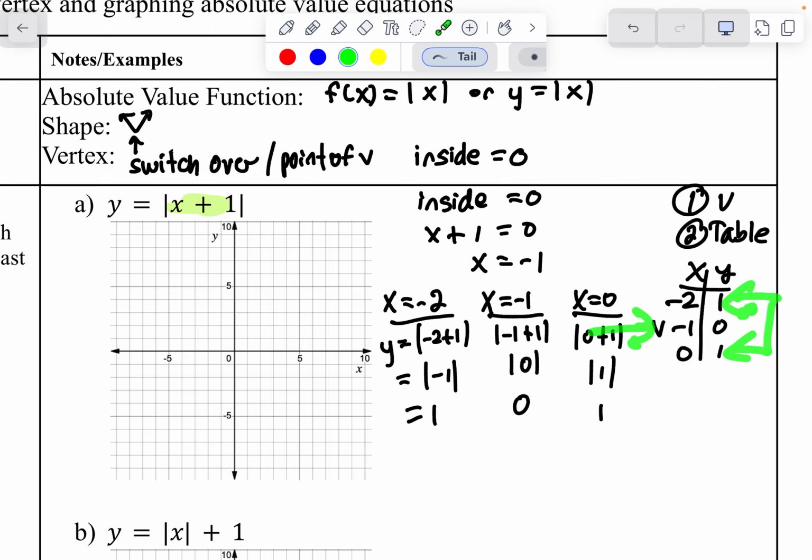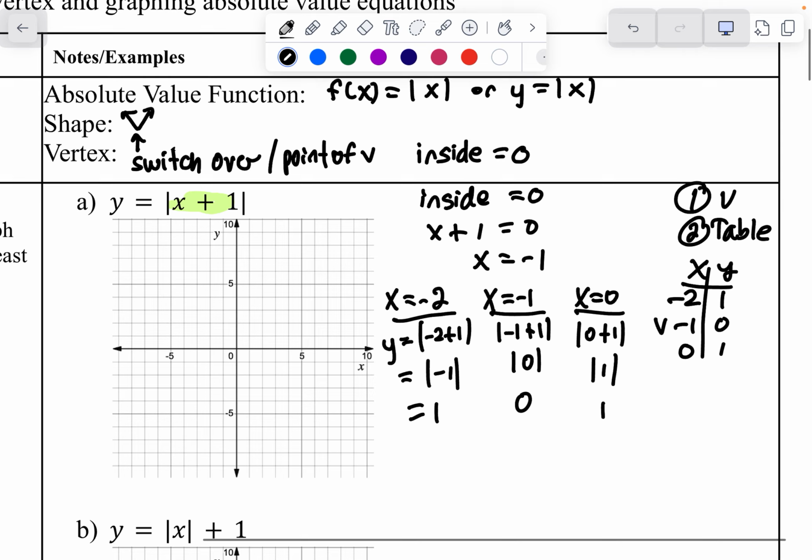If they don't, you did it wrong. So go back and check your work. Maybe you chose the wrong vertex. Maybe you just did a little something funky with your signs. Okay, and now we're ready to graph it.